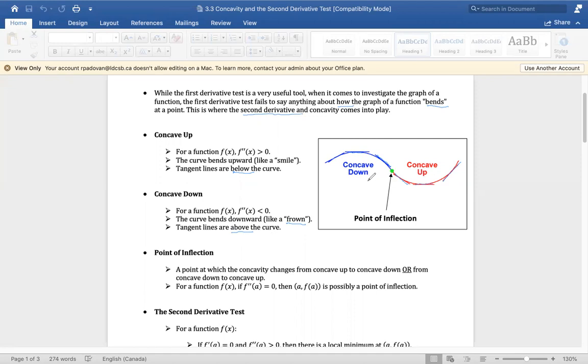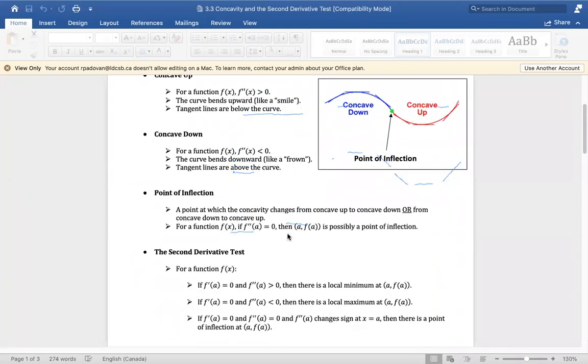So let's look at point of inflection. Let's just move this up a little bit. I want the graph to still be there. Okay, so a point of inflection is a point at which the concavity changes, and you can see here, I said point of inflection is at this green dot here. So that's the point at which the concavity changes from concave up to concave down, or in this example, from concave down to concave up.